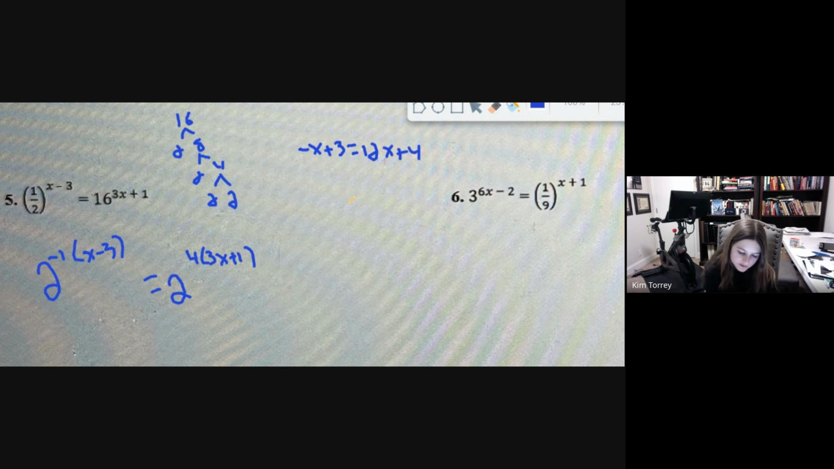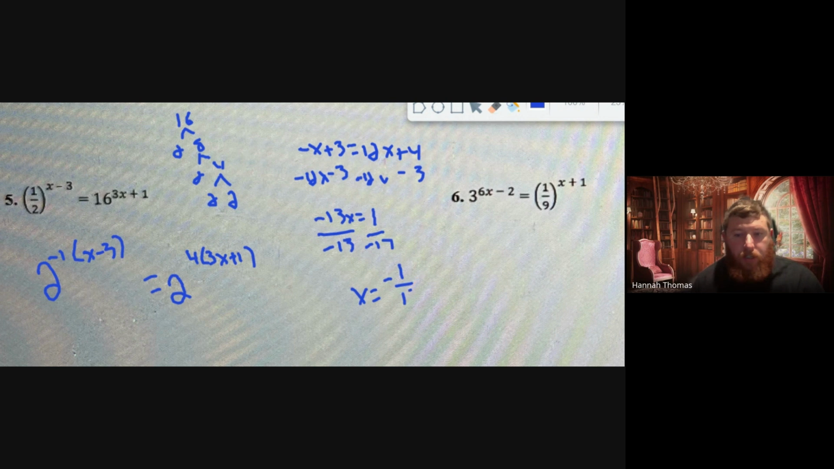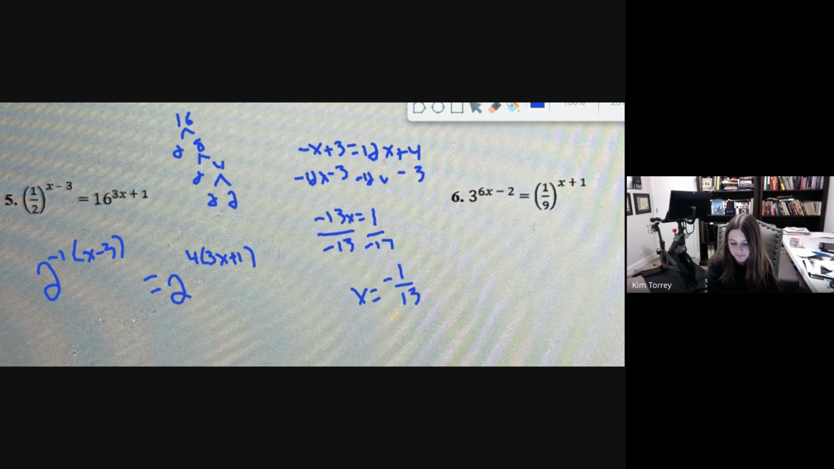So then you do minus 3, minus 12x. 3 minus 13x equals 1. So I have a negative 13, so x equals negative 13. X equals negative 1 over 13. Yeah, that's what I meant.